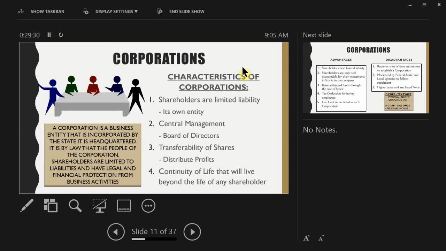Moving on to corporations. So, corporations are the most widely recognized type of business entity. Okay. They are the big boys. They are the ones that generate the most income and they are the most profitable. Okay. Now, there are characteristics to establish or to have a corporation.